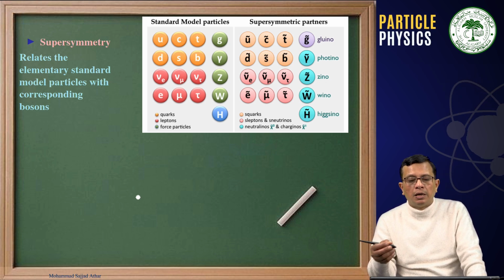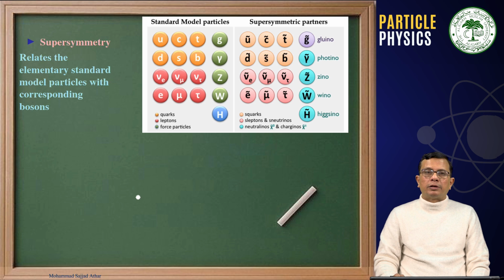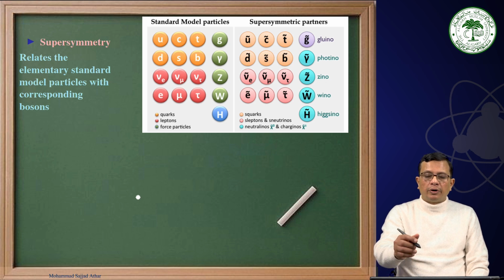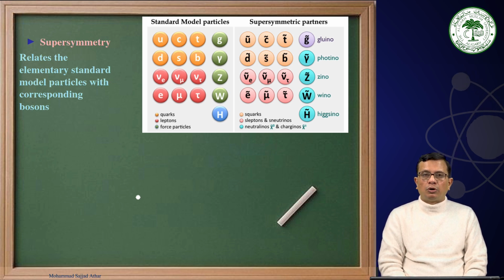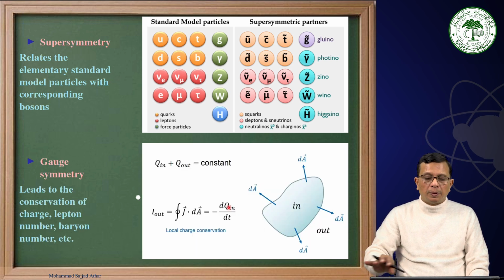Then we have a very important concept in supersymmetry, though I am not going to discuss it. It relates elementary standard model particles with corresponding bosons. It says that as many fermions you have, also the equal number of bosons in nature. Like for gluons, we have gluino. For electron, we have selectron. Sleptons, or you call it by a neutrino, you call it by the name neutralino. Therefore this concept is also there, which is known as supersymmetric model.